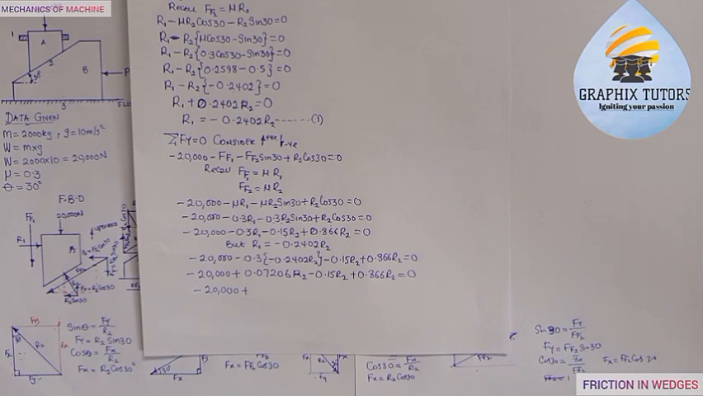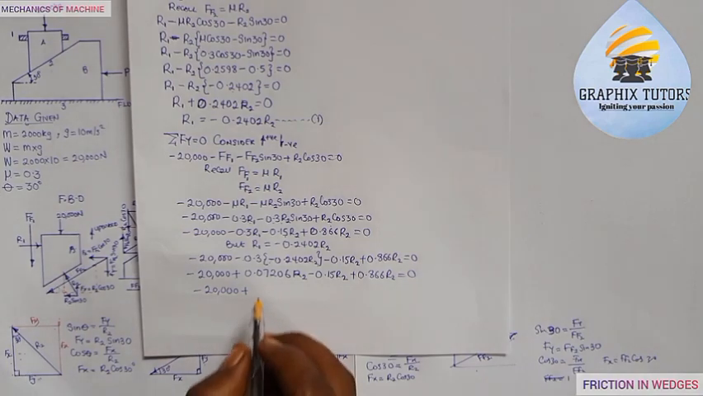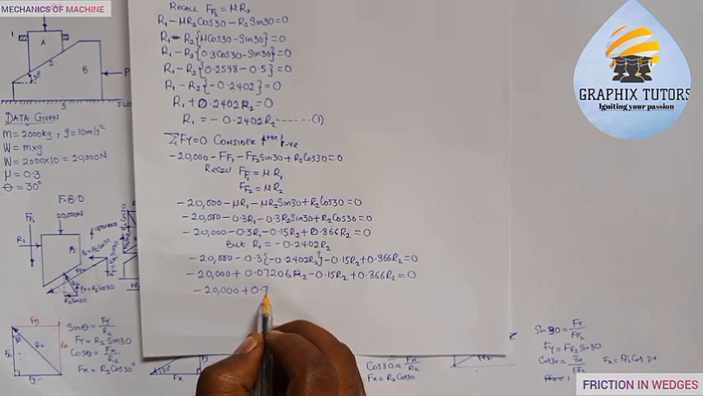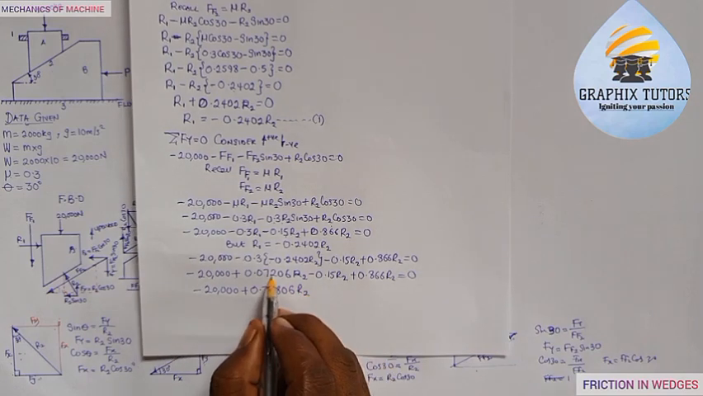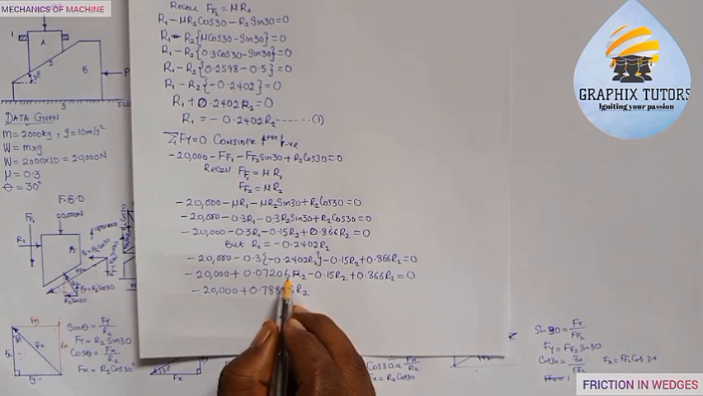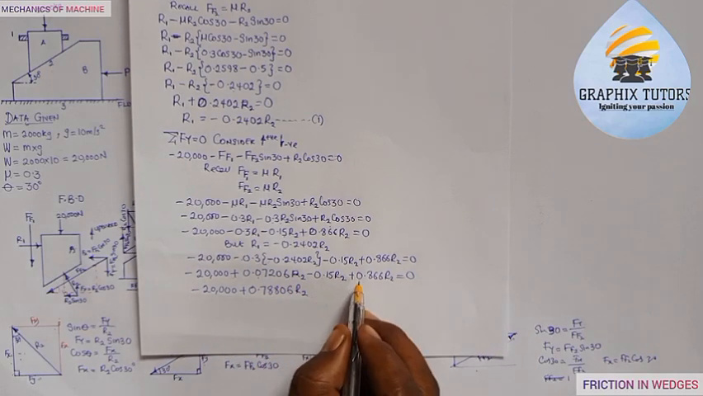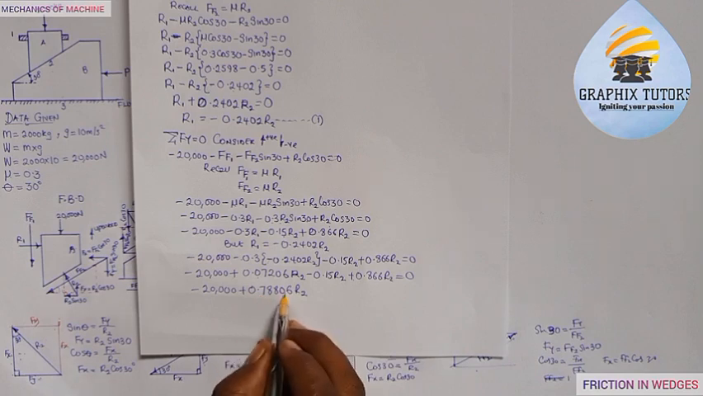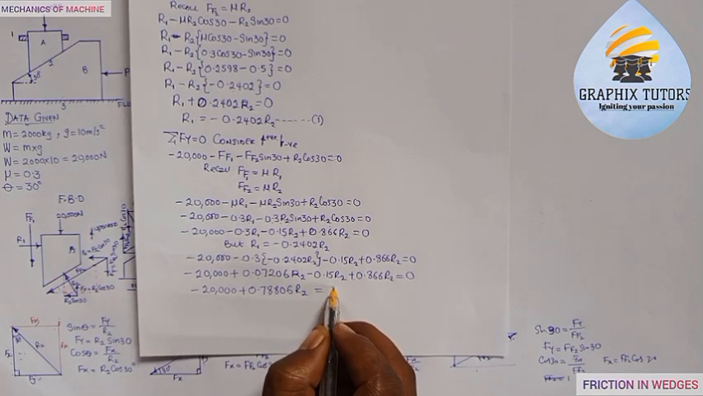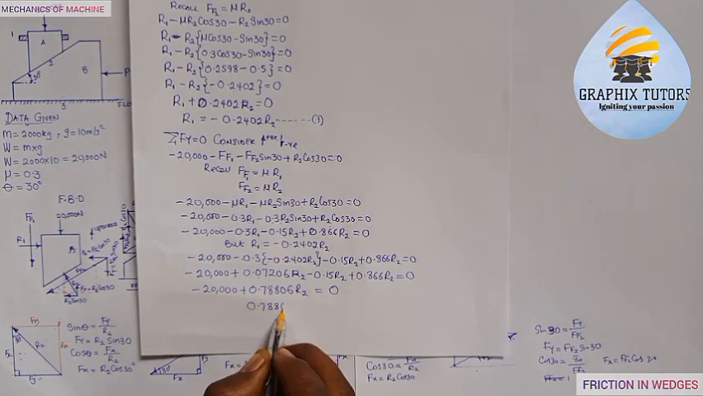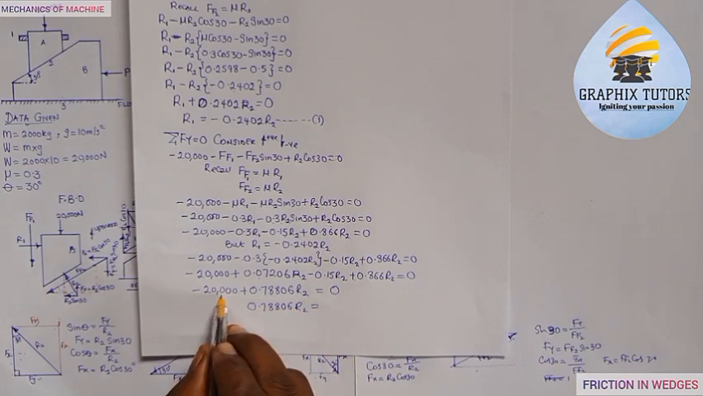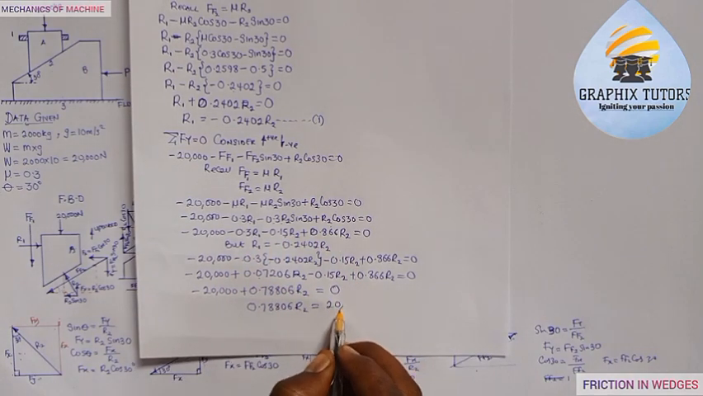So we have, let's see, this will now give us 0.78806 R2. That's when you add this 0.07206 minus 0.15 plus 0.866. So to give us this, they are like terms, equals to 0. So we now see that the 0.78806 R2 will now give, I take minus 20,000 to this side to give us just 20,000, right?